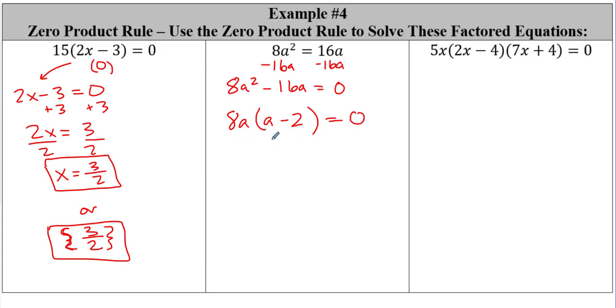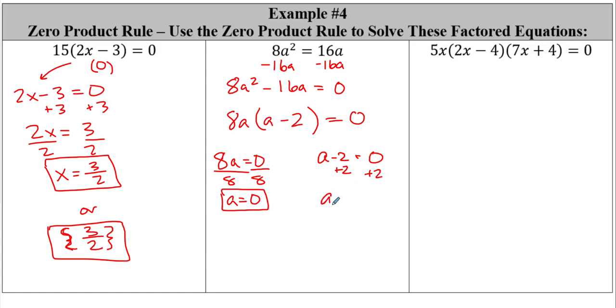Looks like we have 2 factors here that have variables, so we need to set both of these equal to 0. So we have 8a equals 0. How do I solve? I divide both sides by 8, and a equals 0. Then I have a minus 2 is equal to 0. How do I solve this? Add 2 to both sides, and we get a equals 2. So here there are 2 different values that would make this 0. We would put that into our solution set: 0, 2.